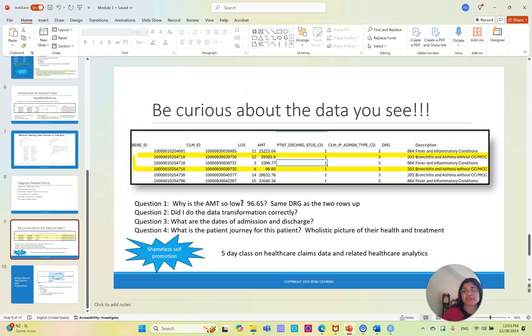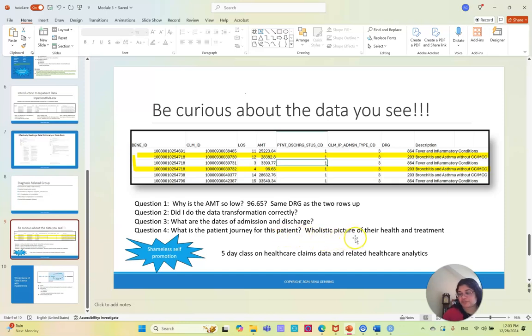Well, the first question is whether you did your data transformation correctly. I'm wondering, when I created the summary data set, did I do this correctly? So I want to see what these records are in my source data. I would also want to look at the dates of admission and discharge. I'd like to know, did these inpatient stays come back to back, or were they separated by years? Remember that this data is 15 years longitudinal data. And the fourth question I would like to ask, and obviously you cannot figure it out from this data set, is what is the patient journey for this patient?